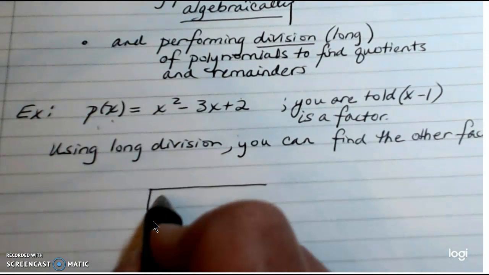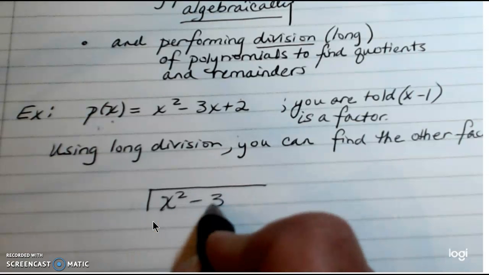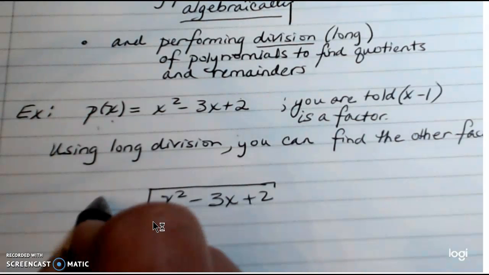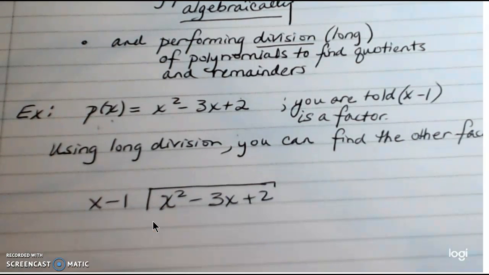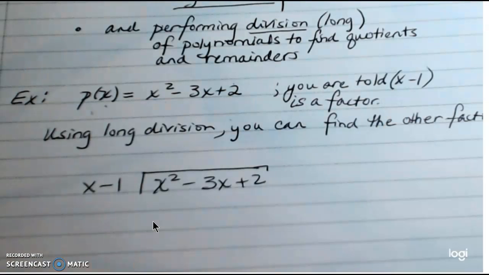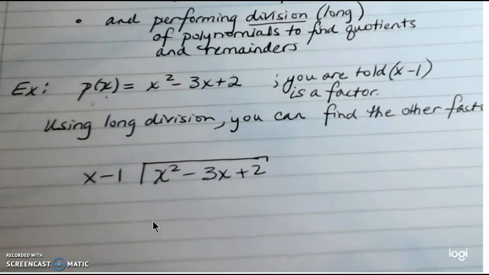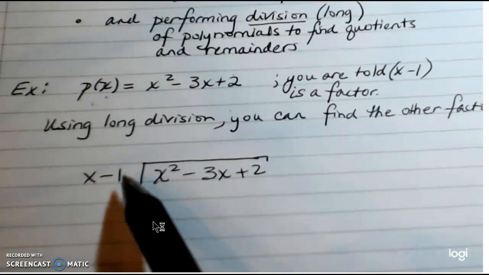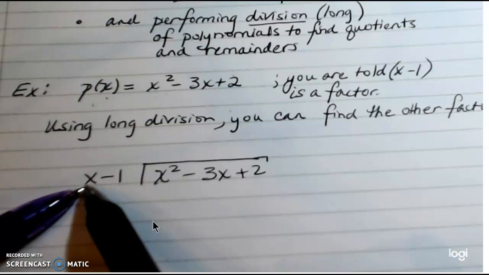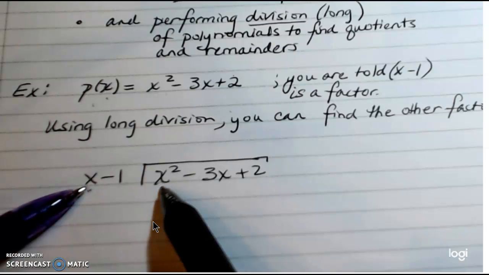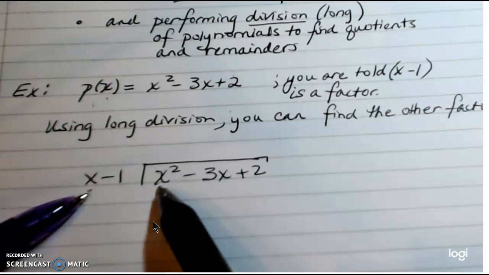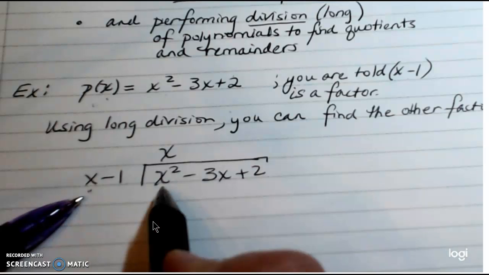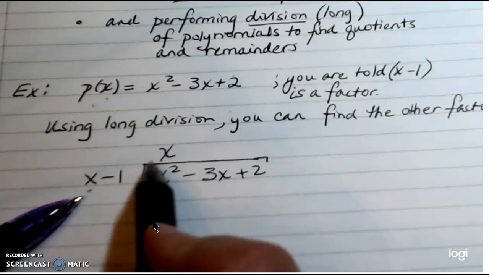Your polynomial goes inside the box, and that's the dividend. Outside you have your binomial, in this case a factor of x minus 1, that is your divisor. Like long division, you want to ask yourself the following question: how many times does this term x go into x squared? That's where the process starts. And we know x times x makes x squared. So this is a good starting point.